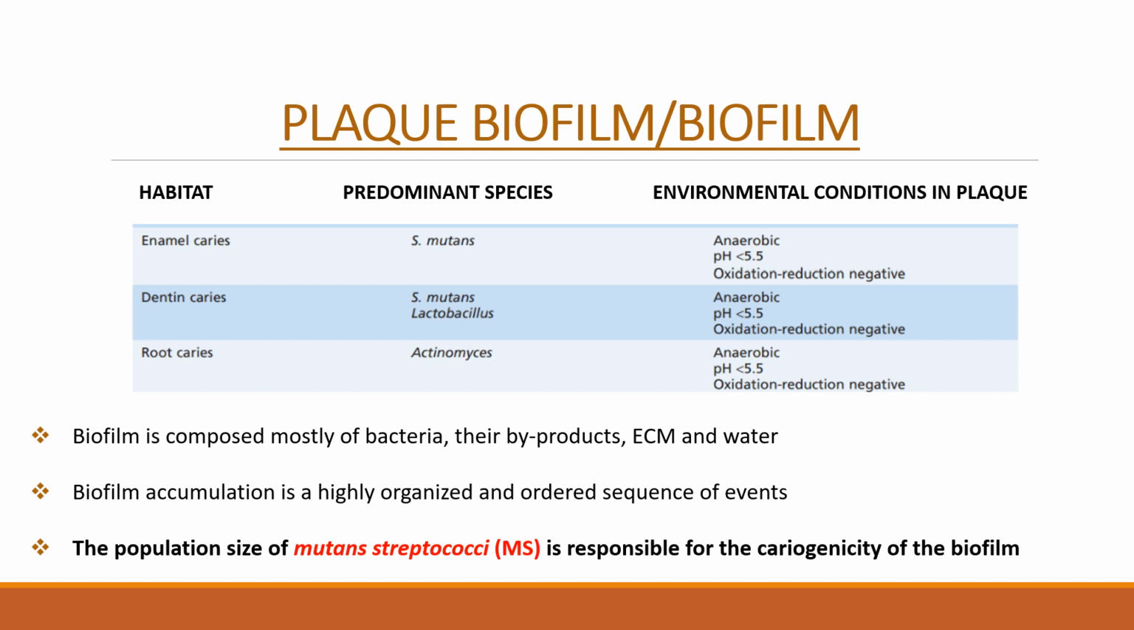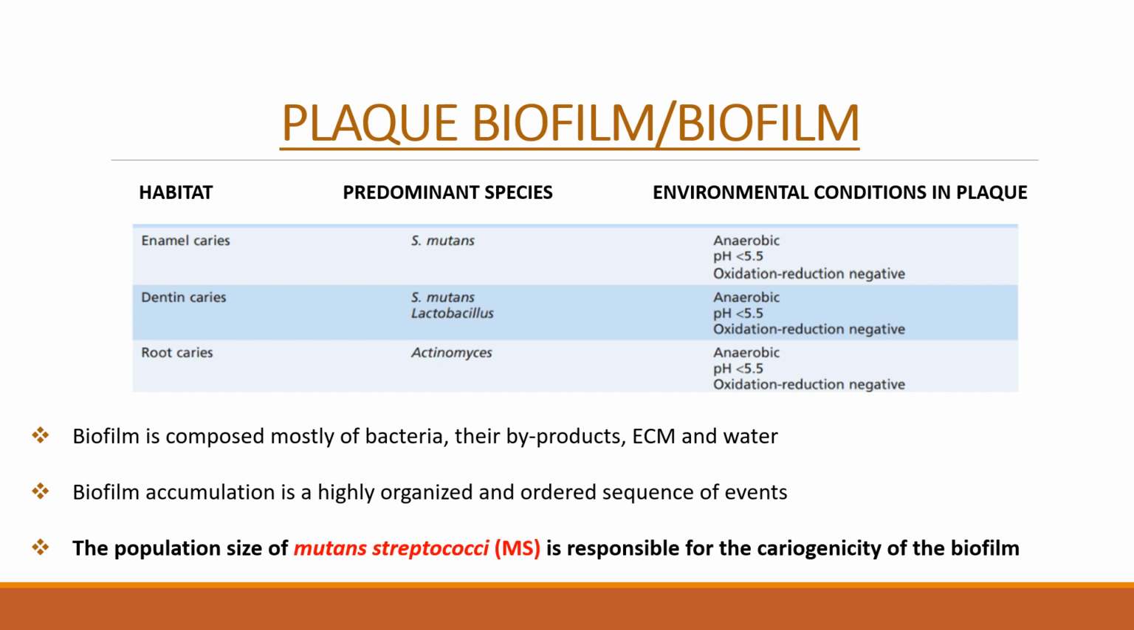Like we studied earlier, cavitations in the teeth are clear-cut signs of bacterial infection. So that accumulation of bacteria in the form of a soft tenacious film is known as a plaque biofilm or a biofilm, which we'll now be studying in detail. So like you can see in this table, there are various sites which have different predominant species. Usually enamel caries is caused by Streptococcus mutans, dentin caries, Streptococcus mutans starts the caries, and Lactobacillus is responsible for progressing the caries. Root caries is most commonly caused by actinomyces.